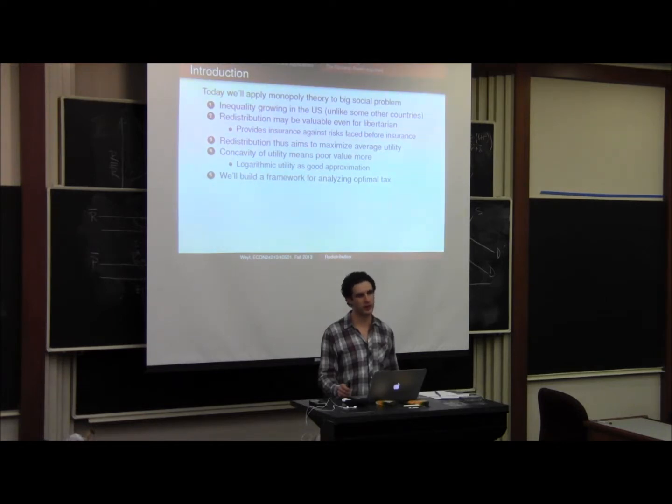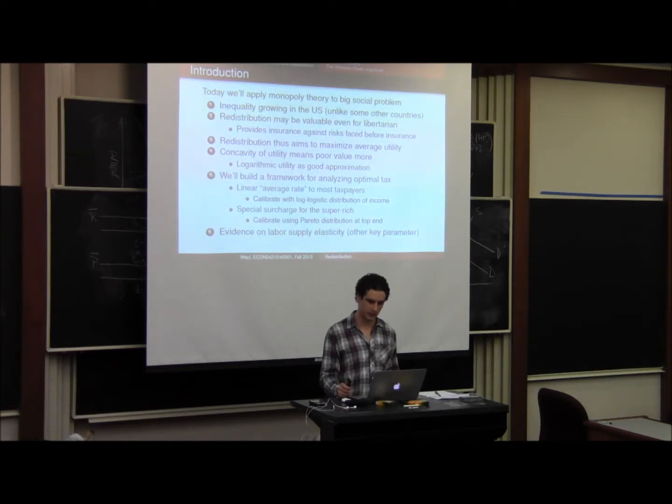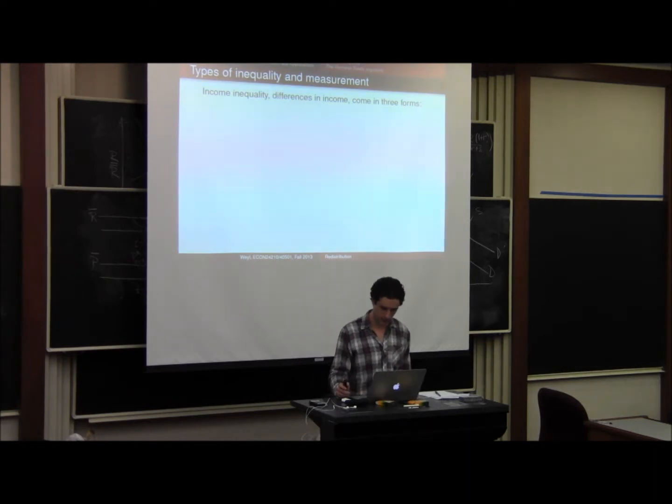We'll then build a framework for analyzing optimal tax based on these principles along 2 dimensions. First, the average tax rate, so the tax rate that's paid by most taxpayers. And we'll calibrate this using a log-logistic distribution of income. And then we'll talk about special surcharges for the rich using a Pareto distribution at the top end of the income distribution. We'll then talk about evidence on labor supply elasticities, which other than the distribution of income will be the other key parameter. And finally, we'll talk about an alternative theory of optimal taxation based on externalities that came out of a recent paper that I was working on.